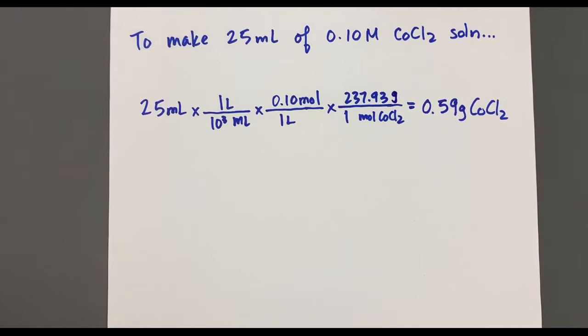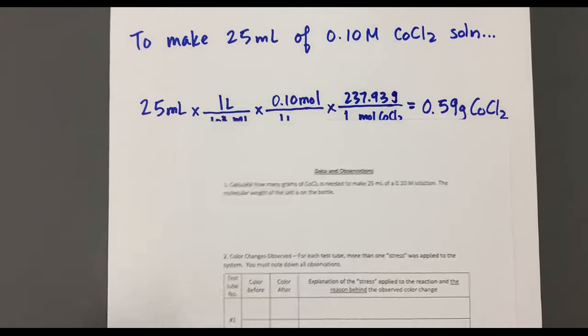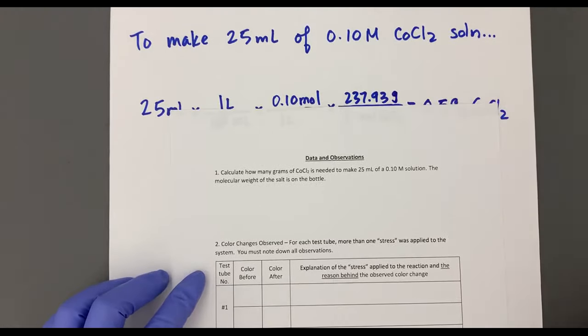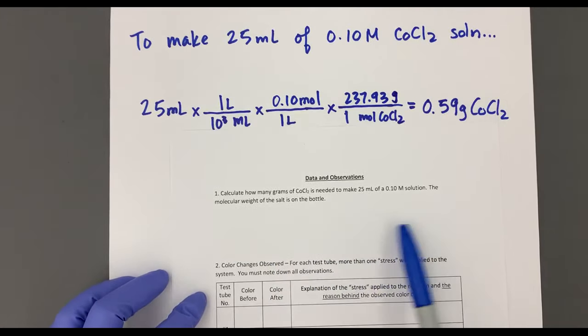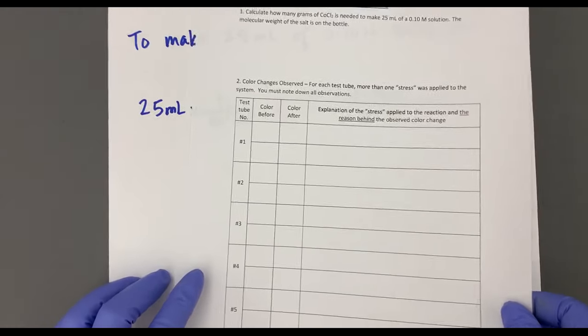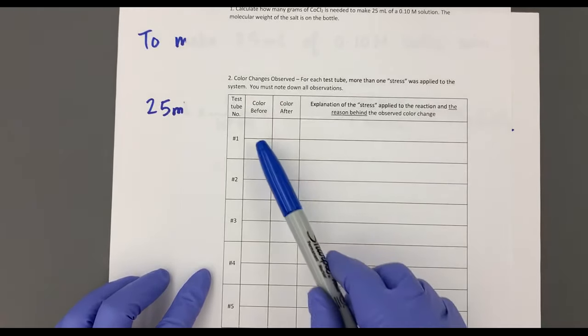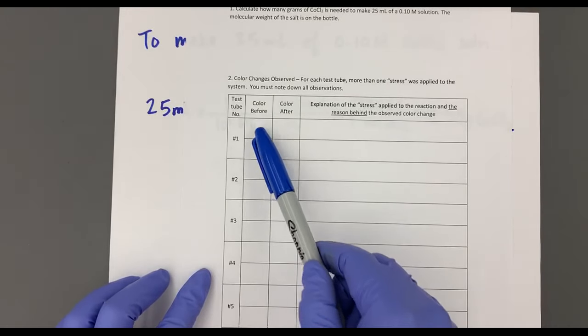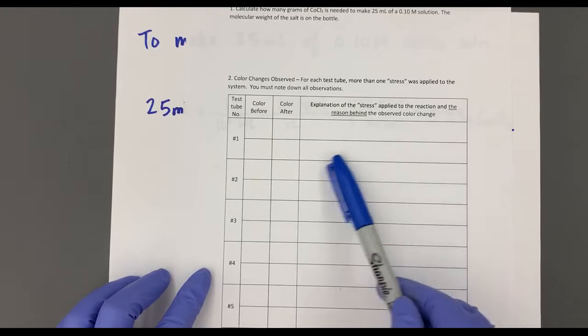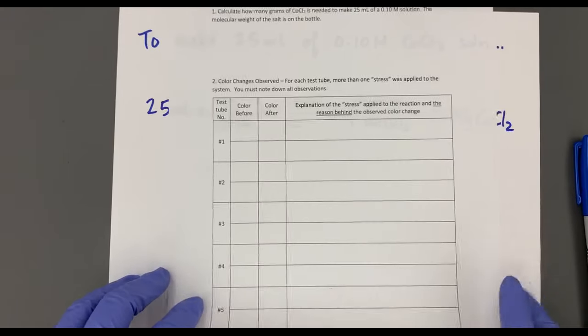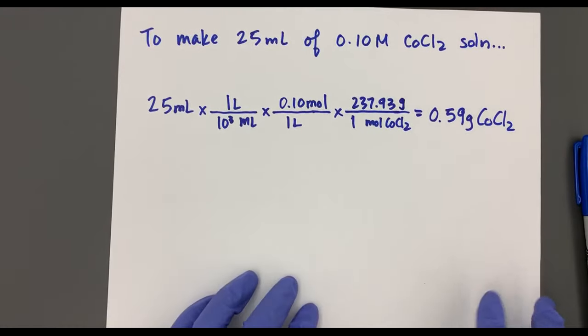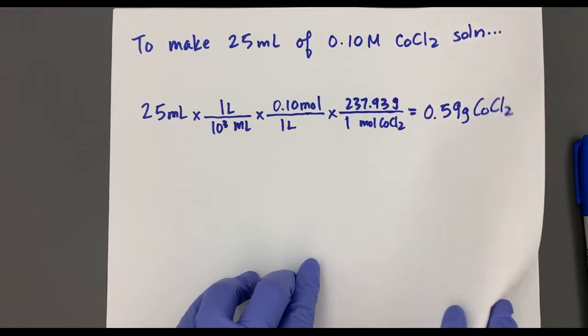Please write this down as number 1 on your data sheet. Okay? You should have a data sheet that looks like this. So on your data and observations for number 1, you're going to write this calculation. Then you should continue to keep the data sheet, because I'm going to make the solution and we're going to do all these test tubes and we're going to write down what happens before and after. So please make sure you have that out with you as you continue to watch this video. If you don't have it, please pause the video and get it out.